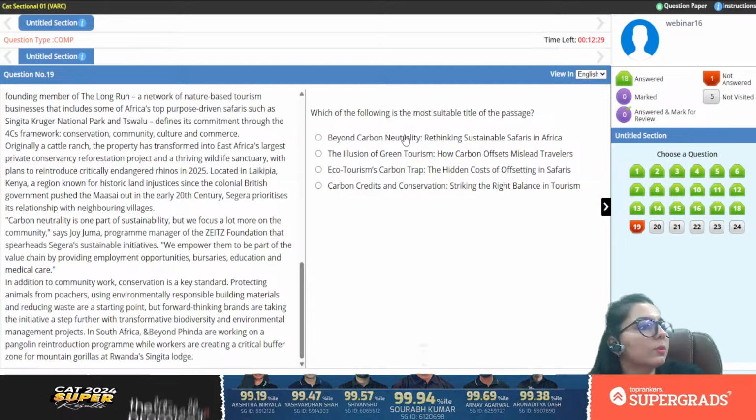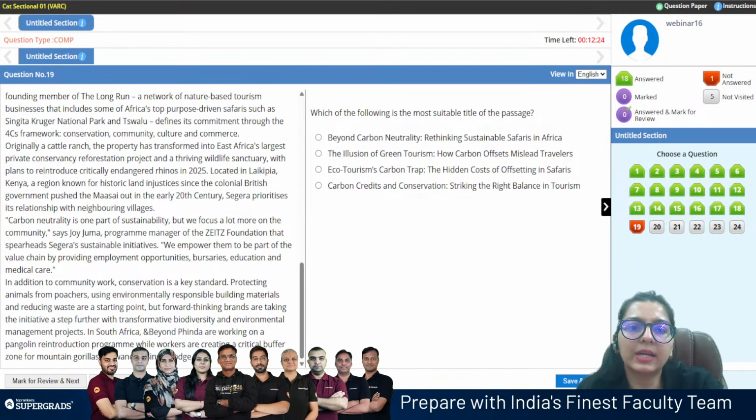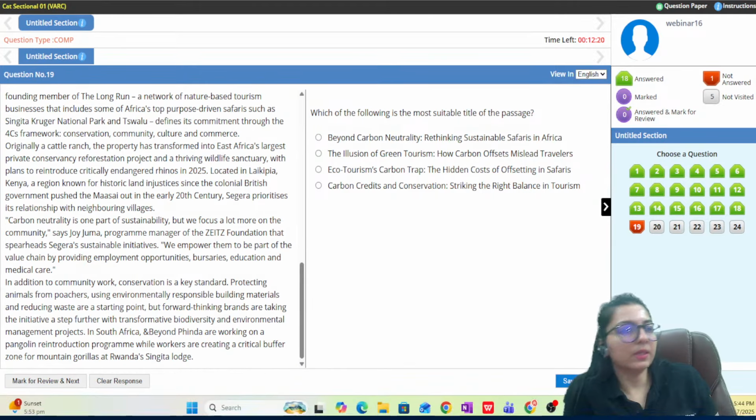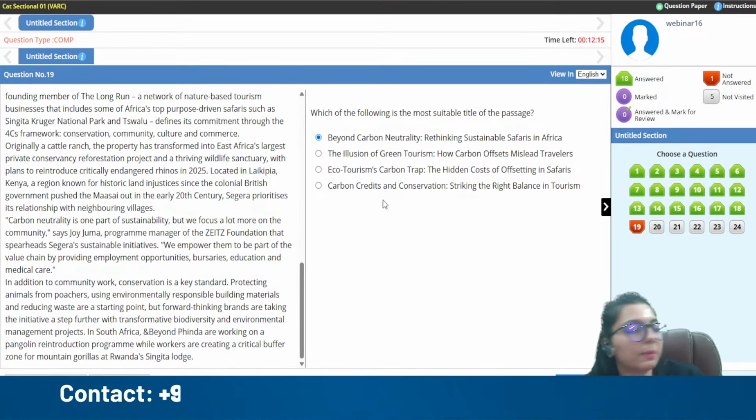Which of the following is going to be the most suitable title for the passage? So again, if I am to give the most suitable title, let's see. Which of the following is it going to be here again? Beyond carbon neutrality, rethinking. Perfect. That is absolutely right. It's dramatic, it's right.